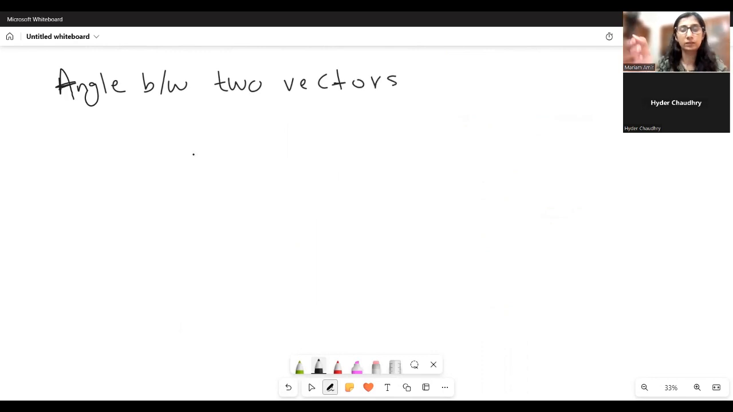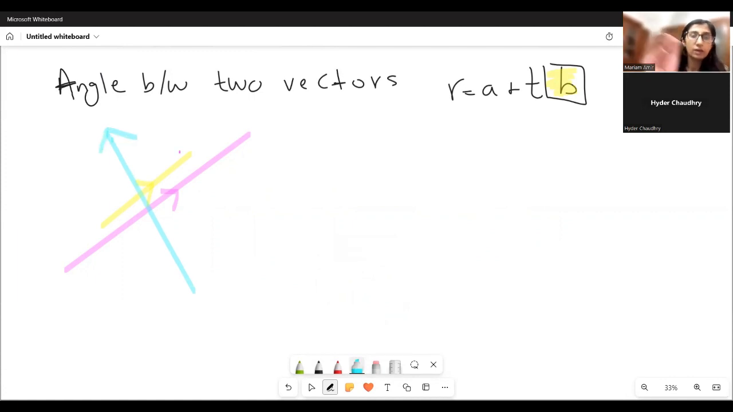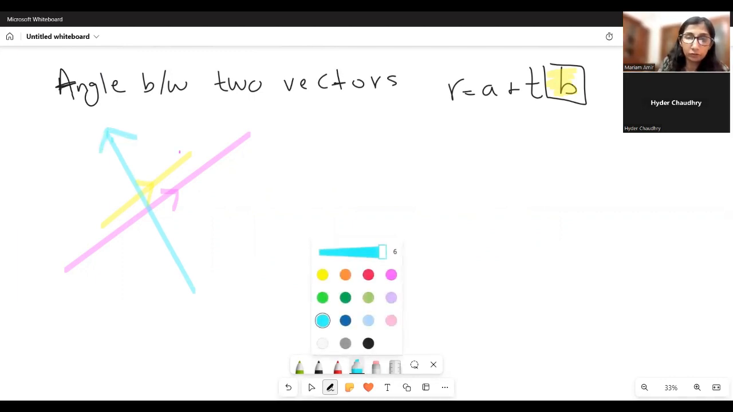Okay. अच्छा ये देखो. Here's a vector, and then r equals a plus tb. This b is a vector parallel to the other vector. So let's say b is this, right? And now I'm going to draw another vector, let's say this. And the vector parallel to this is this vector.